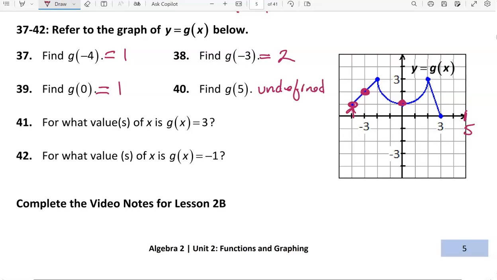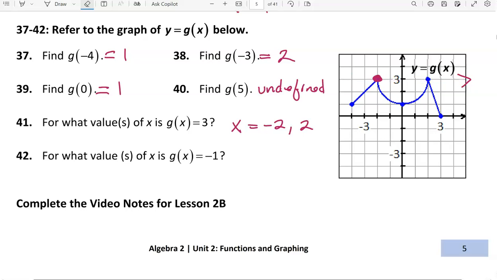For 41, for what values of x is g of x equal to 3? Here we are finding the x value given the y value. So the easiest way to do this is to draw a horizontal line where the y value is equal to 3. That line represents all points where the y value is equal to 3. There are 2 points on the graph that intersect, and so those intersect at x equals negative 2 and also positive 2.